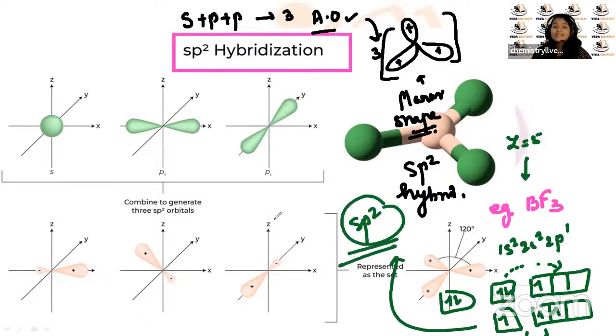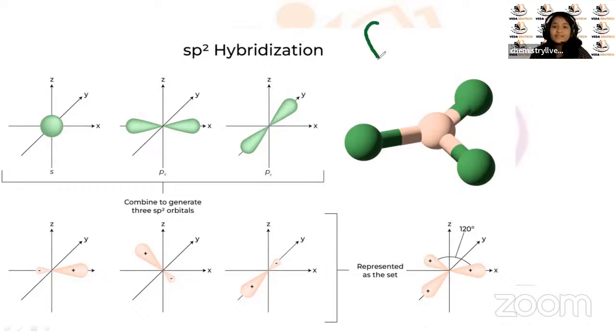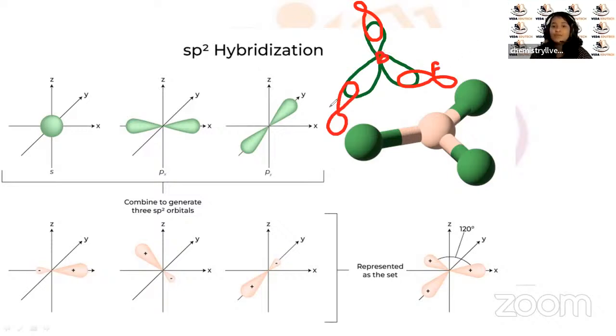And with that sp2 hybrid orbitals, fluorine will come and combine. So how is it going to combine? Let us see. So one fluorine is going to combine. Fluorine will combine with what orbital, children? P orbital. So it is going to combine like this. One fluorine will come and combine here, and one fluorine will come. This is for boron. This is for fluorine.